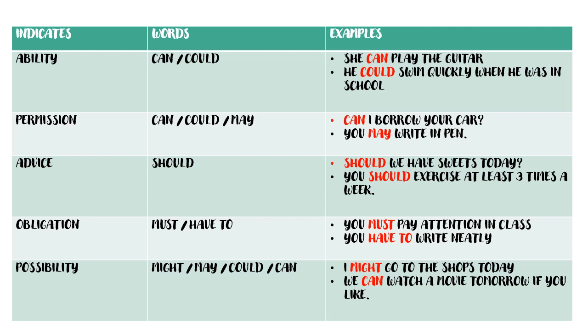Possibility is something that may or may not happen. These words include might, may, could, and can. I might go to the shops today. We can watch a movie tomorrow if you like. These are things that are not set in stone. They might happen or they might not.